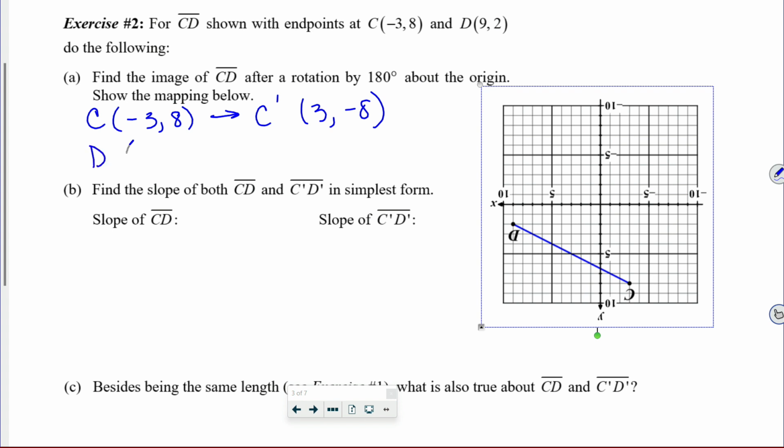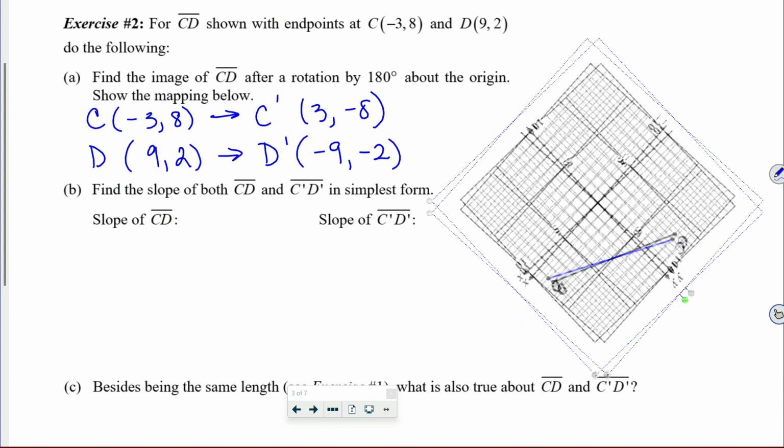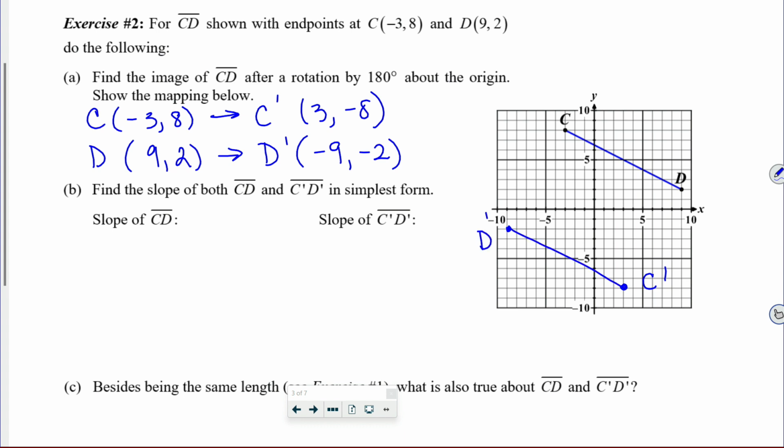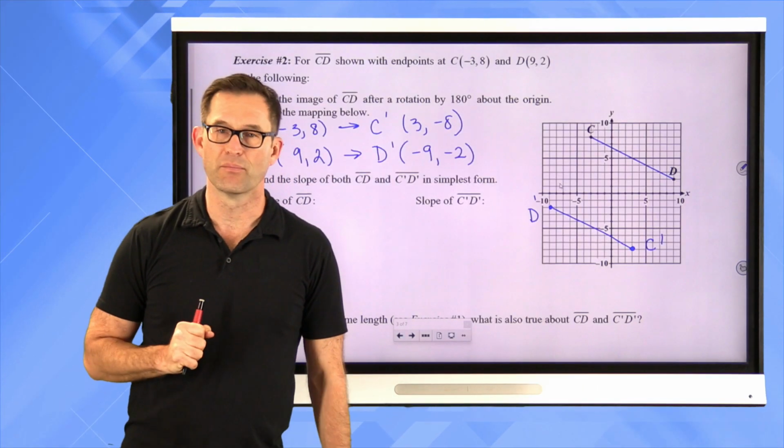Likewise, D, which is at (9, 2), will end up at D prime, which is at (-9, -2). Now, I can rotate it back and plot my points: (3, -8) and (-9, -2). And again, I'm going to just sketch my line segment in. And there's my line segment C prime, D prime.